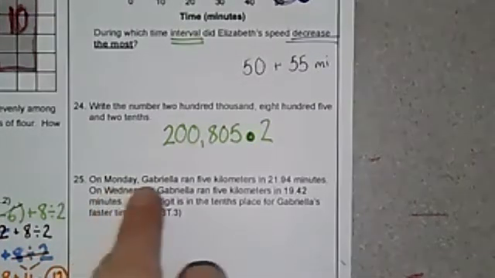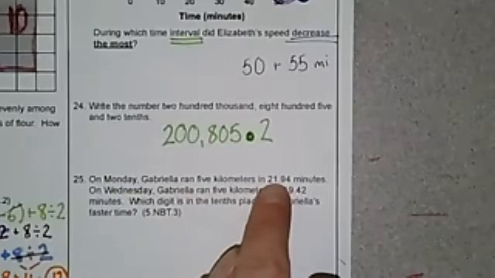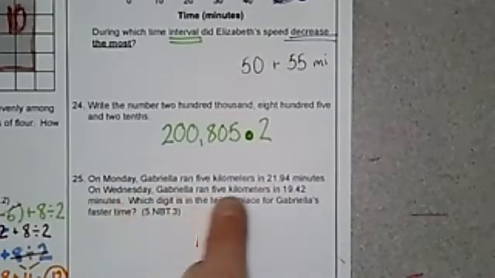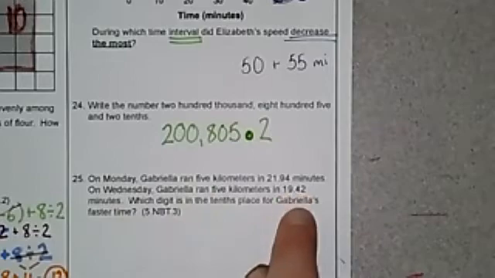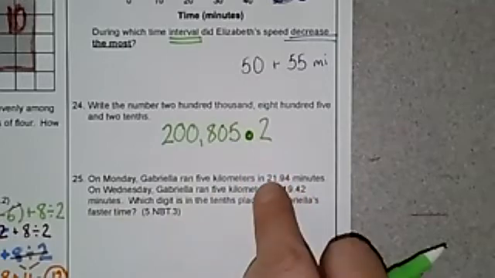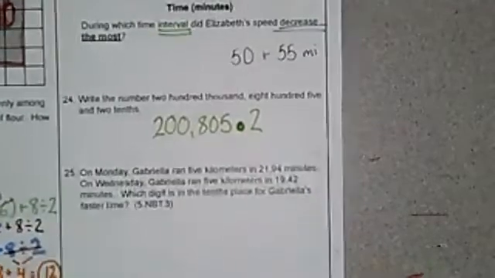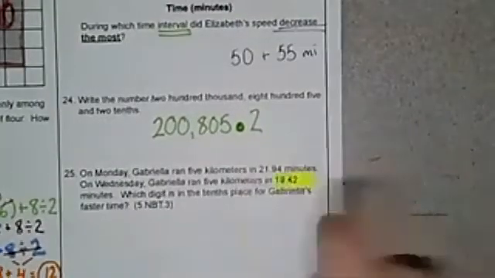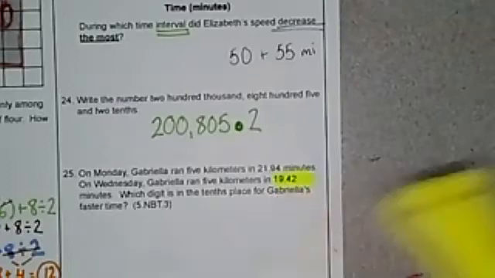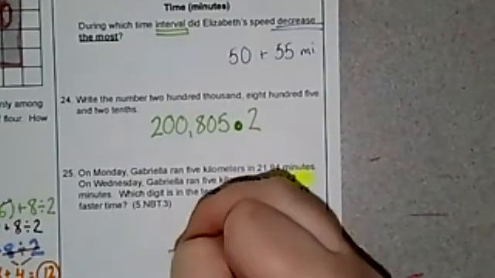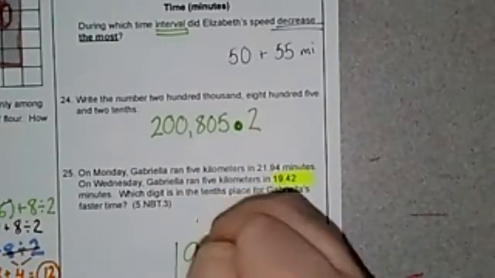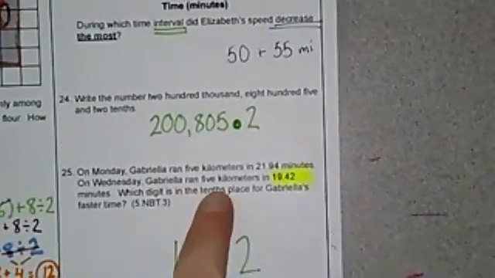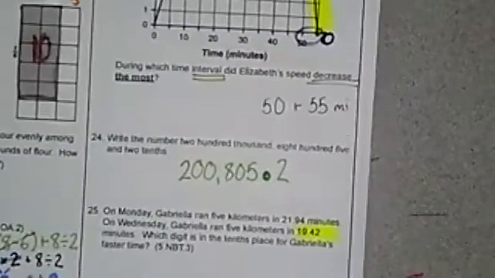It says on Monday, Gabriella ran 5 kilometers in that many minutes. And Wednesday, she ran 5 kilometers in that many minutes. Guys, which is her faster time? The 21 or the 19? 19 is faster because she's racing, right? So write 19 and 42. That's the faster time. And it says what digit is in the 10th place?